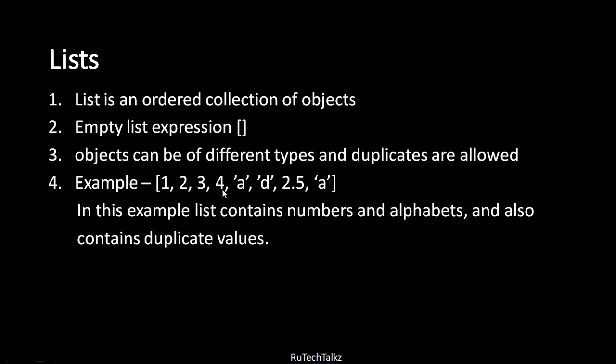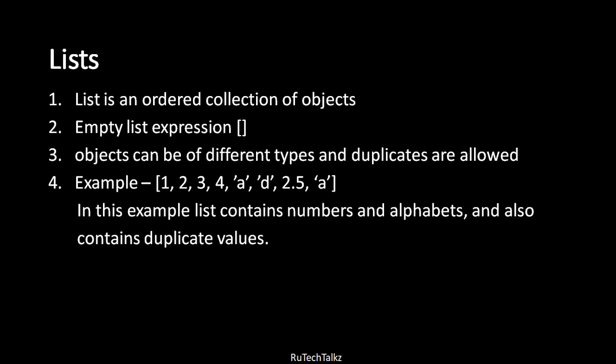For example, 1, 2, 3, 4. You can add alphabets like A, D. You can add 2.5, that is the decimal values. And again I have added A, that is the duplication. Here we have given A and here also given A. In this example, the list contains numbers and alphabets and also contains the duplicate values.